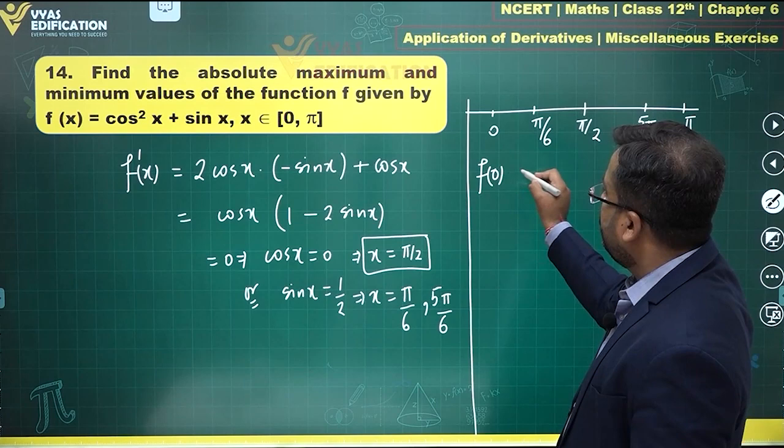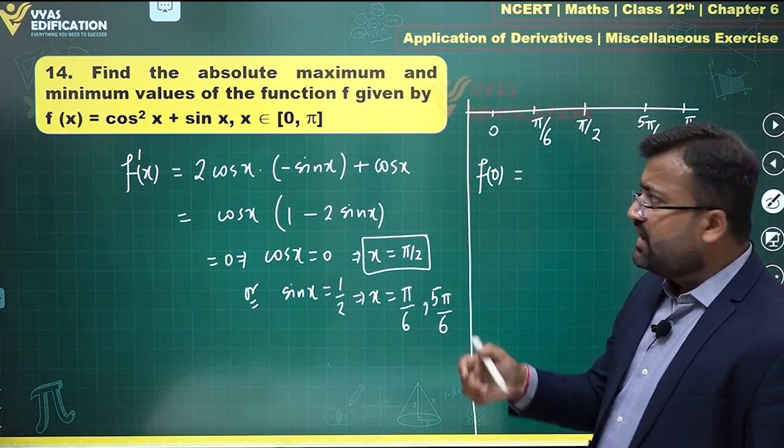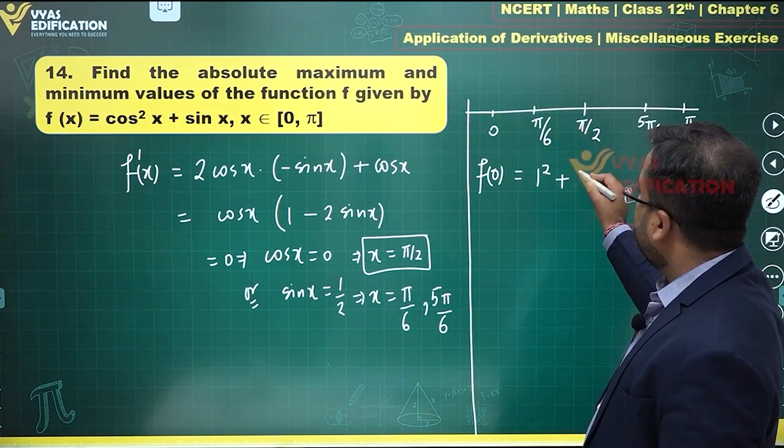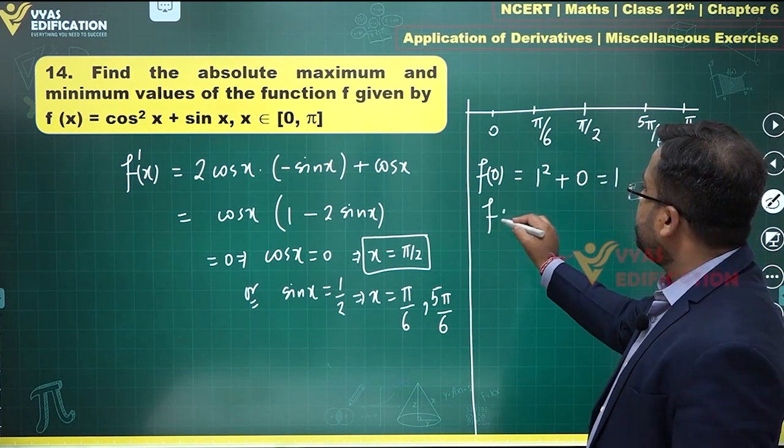f of 0 is cos² 0, cos 0 is 1. This is 1 squared plus sin 0, which is 0. This is 1. What is f of pi by 6?